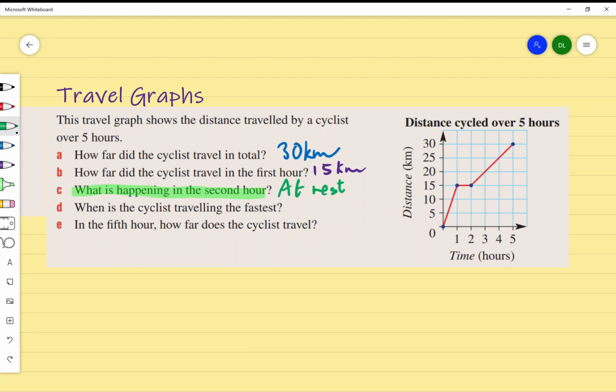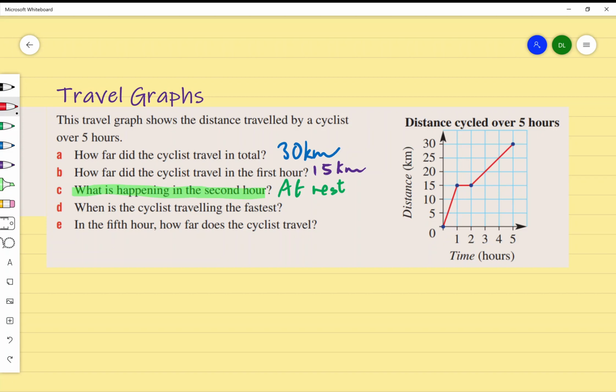Now if you write not moving, that's also a valid response, but in mathematical terms and also scientific terms, we say at rest. For question D, the question's asking, when is the cyclist traveling at the fastest? Now you'll notice that for this graph here, in the first hour, they've gone from 0 to 15 kilometers. So they've traveled 15 kilometers in that single hour.